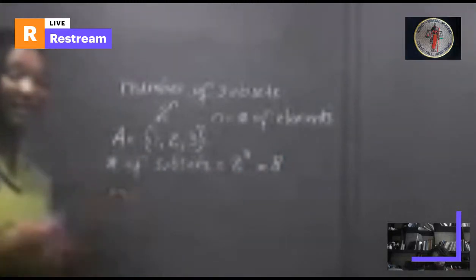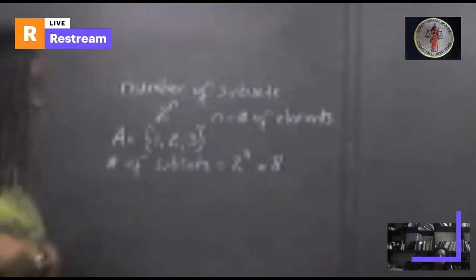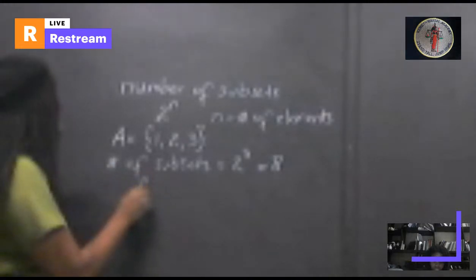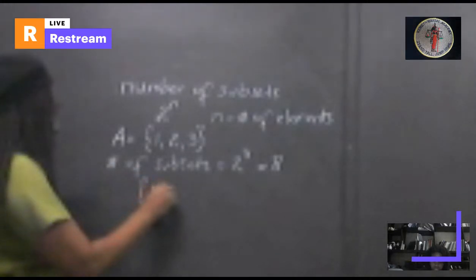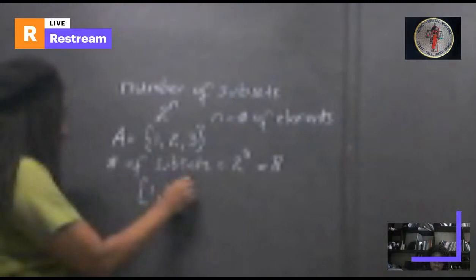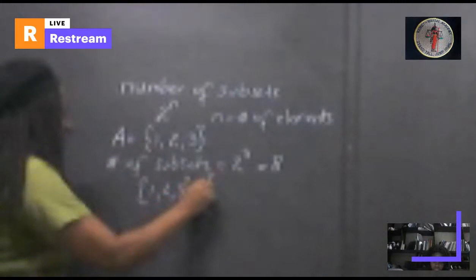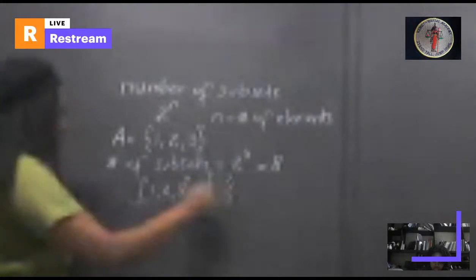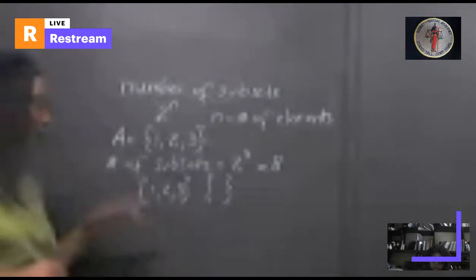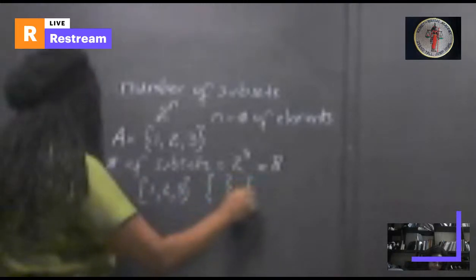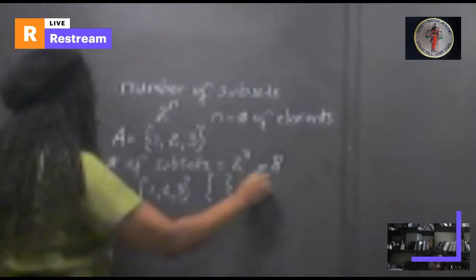Let me list out the subsets. So first of all, every set is a subset of itself. So {1, 2, 3}, that's a subset of itself, right? The empty set is a subset of every set. So we have the set itself, the empty set, and then we can list each element separately.